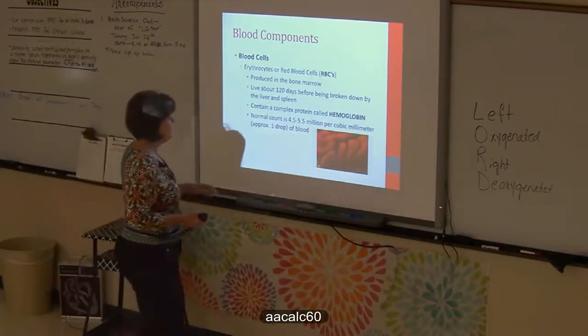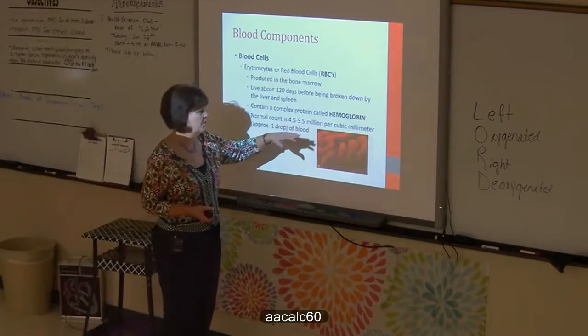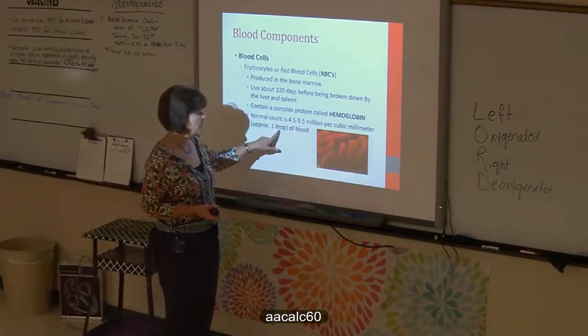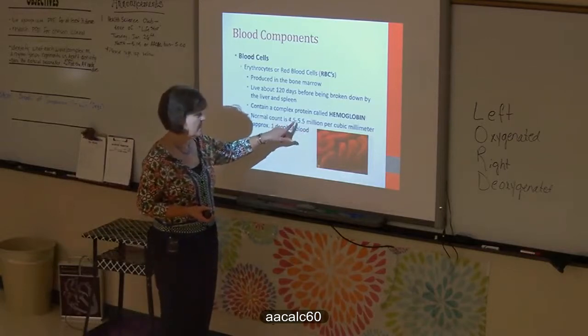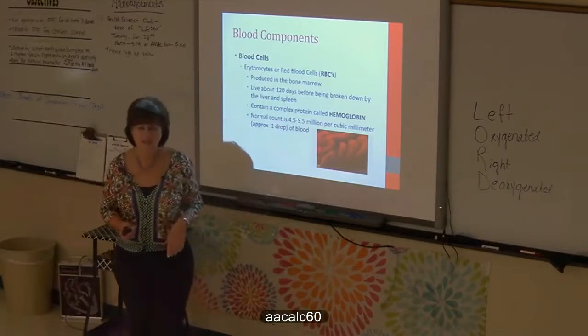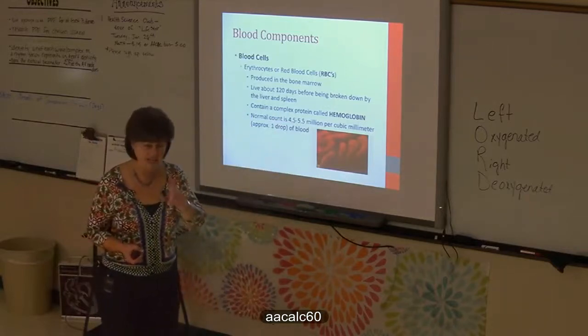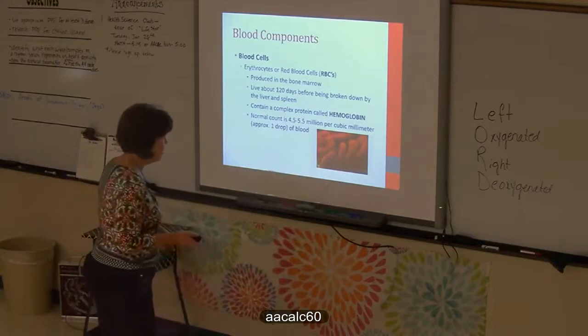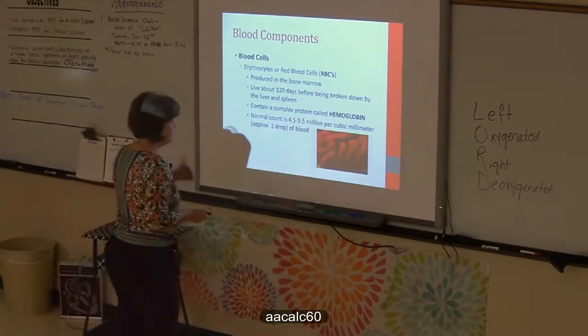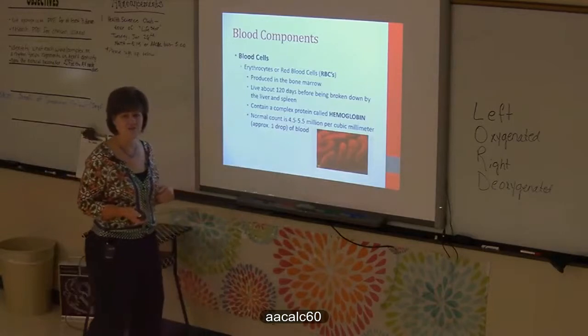Normal count is 4.5 to 5.5 million per cubic millimeter. So per 1 drop of blood, you have 4.5 to 5.5 million red blood cells. Isn't that fascinating? I just think that's amazing and how small that is. And that's what's circulating through your body, carrying that oxygen where it needs to go.